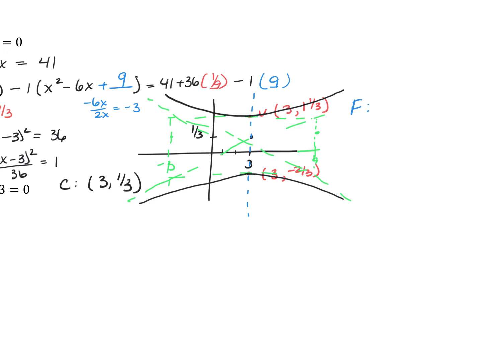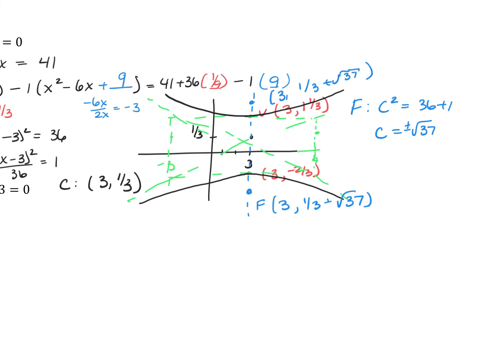My foci: c squared is equal to 36 plus 1. So c is equal to plus and minus the square root of 37. So my foci would be here. It would be 3, and then 1/3 minus the square root of 37. And then up here, which would be 3, 1/3, not 1 1/3, 1/3 plus the square root of 37.